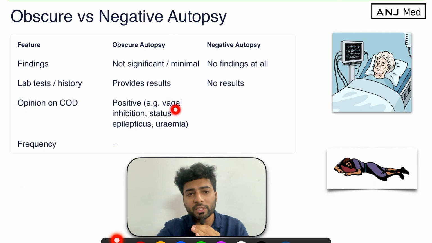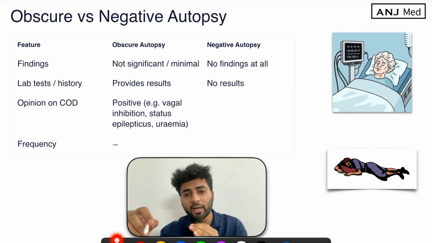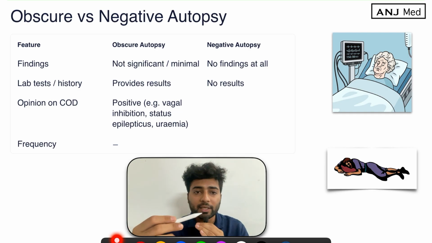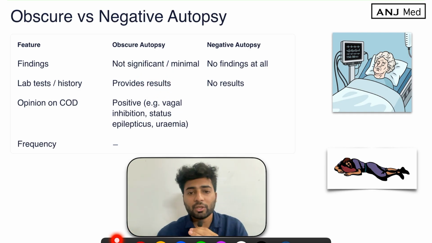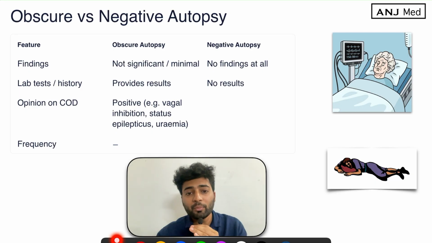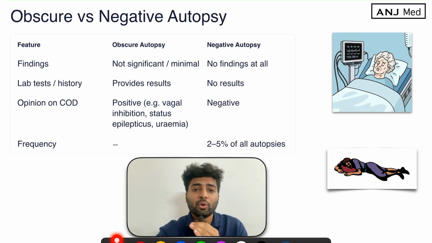In all these conditions there are no external findings that can tell us the person died due to this reason only. Here the lab tests are providing the result. If the lab test provides the result, then it is an obscure autopsy. But in some conditions there is no evidence found in lab results, also no evidence in the lab test history, nothing is found. So there is no opinion about cause of death. We cannot tell how the patient died.